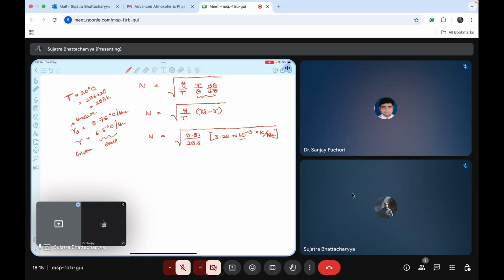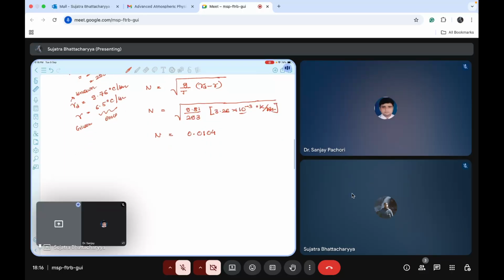Okay. So based on that, if you can calculate, what you get finally, if you do all the calculations, taking the roots, is 0.0104, something like that. So this is what you are getting. And N is generally in radians per second, so that's why the 2 pi we have used.